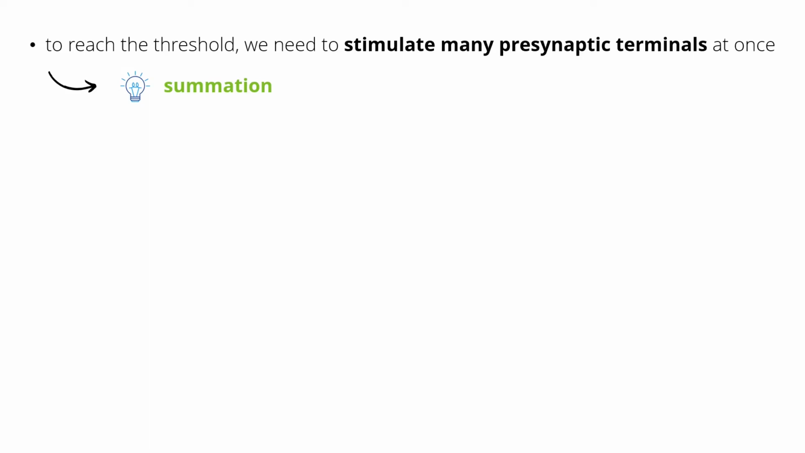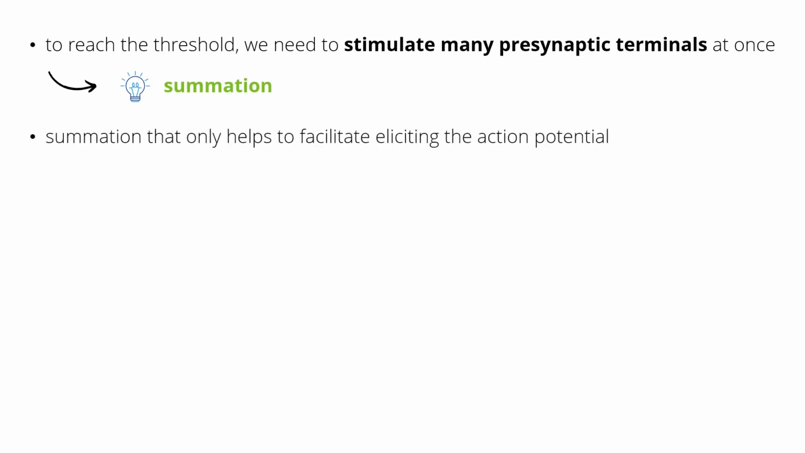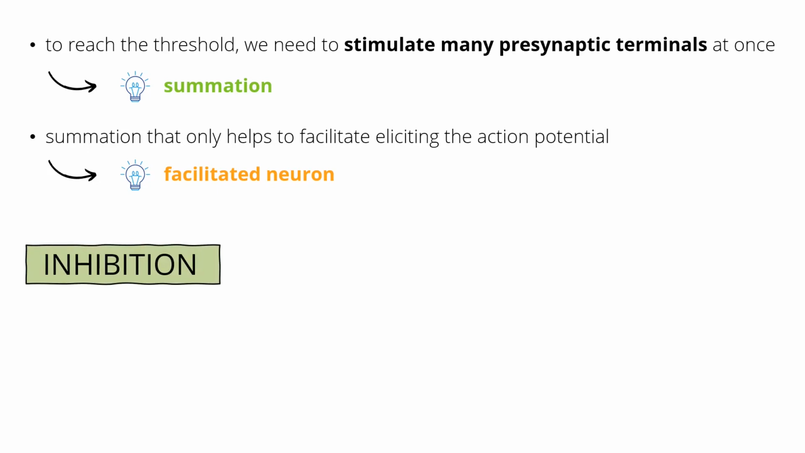What can also happen, however, is that there will be a summation, but it will still not be strong enough to reach the threshold, but it will still make reaching the threshold easier. We then say that the postsynaptic neuron is facilitated, because the summation of the presynaptic terminals facilitated the excitation. It made it easier.